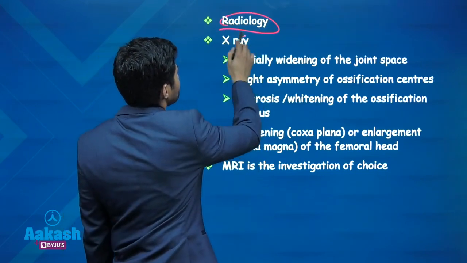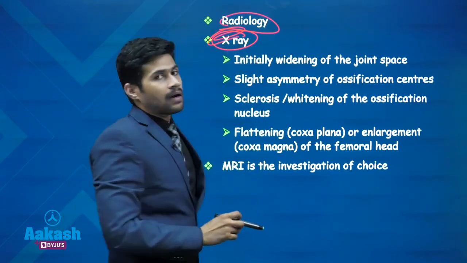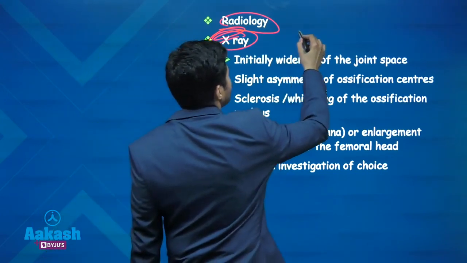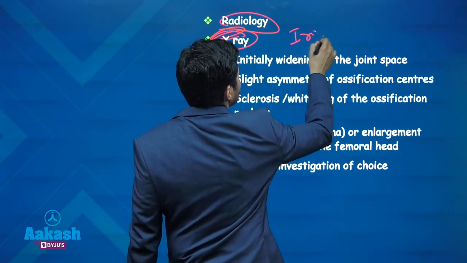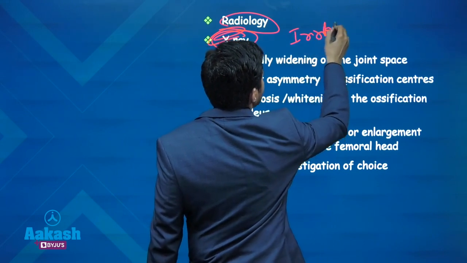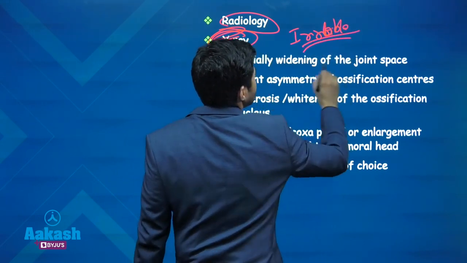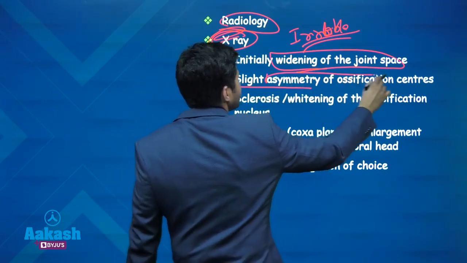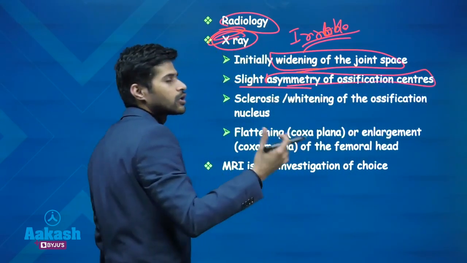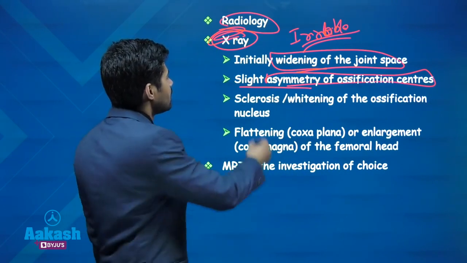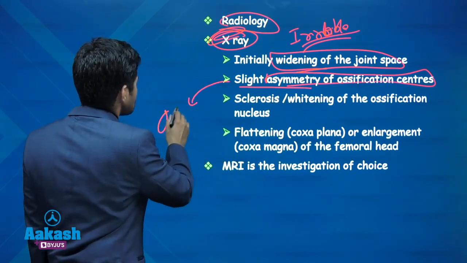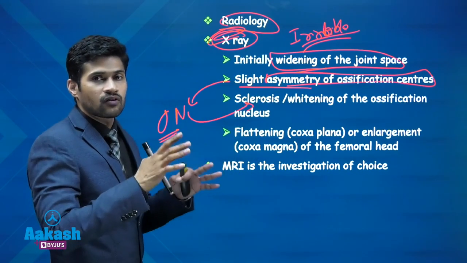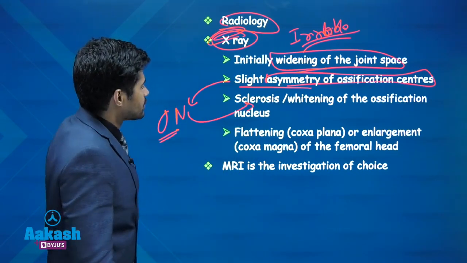On radiology, first we obtain an X-ray. As I told you, it is an osteonecrosis happening. Because of osteonecrosis, the joint will be irritable, the hip is irritable, there is effusion in the joint. Because of effusion, there will be widening of joint space, asymmetry of the ossification centers because of osteonecrosis happening inside there. And if there is osteonecrosis, then there will be whitening or sclerosis also because of lack of blood supply to the femoral nucleus.